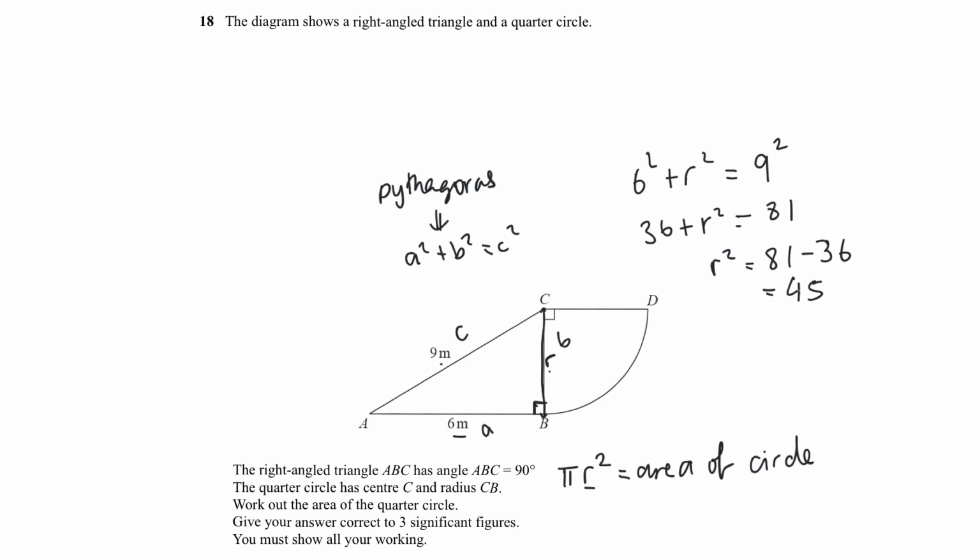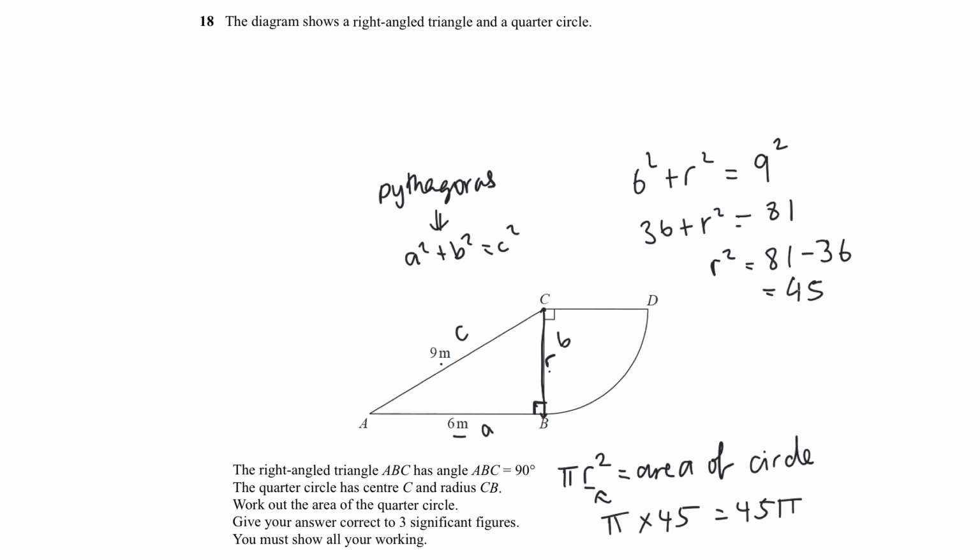I'm not going to square root it to work out what r is. Why? Because already in my formula for the area of the circle, it says pi r squared. So if I already know what r squared is, rather than square rooting that, getting a long decimal and then squaring it again, I'm just going to leave it as 45. So then pi times 45 is equal to the area of the circle, so it's 45 pi.